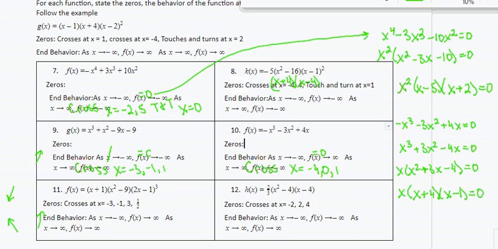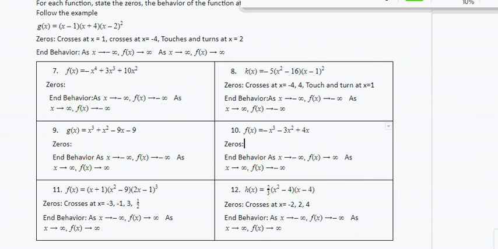And for our last one, we recognize another difference of 2 squares, so that x minus 4 is x plus 2, x minus 2. Our degree, 1, 2, and 3. So x plus 2, x minus 2, and x minus 4 each has a multiplicity of 1. So we're crossing at -2, 2, and 4. And our odd degree with a positive leading coefficient means that is what our end behavior looks like, and that is the description of our end behavior. Okay, that's going to do it for that first part there.